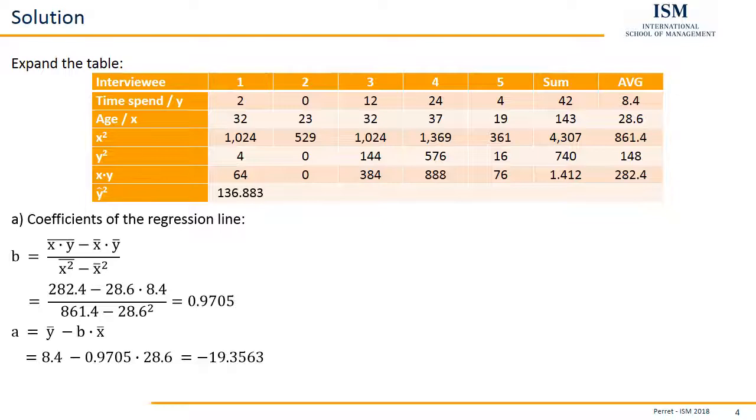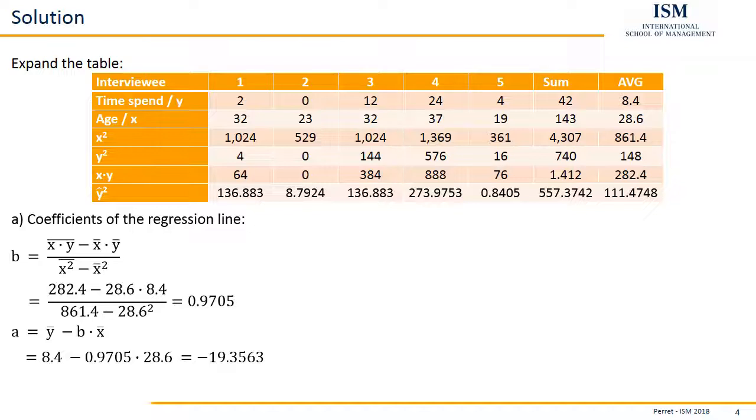Then we do the same thing for the second one. For the second we have 23, so we calculate 23 times 0.9705 minus 19.3563. The result again is squared and gives us a value of 8.7924. And we do the same thing for the third, the fourth and the fifth value. Sum all of the 5 values up and divide them by 5. So we get here as a result 111.4748.